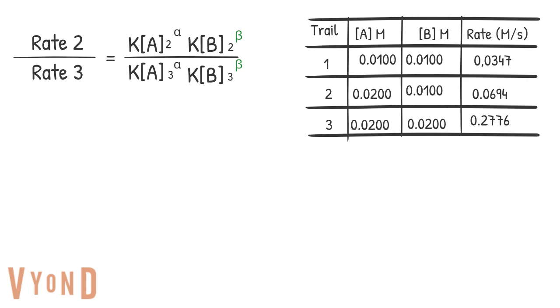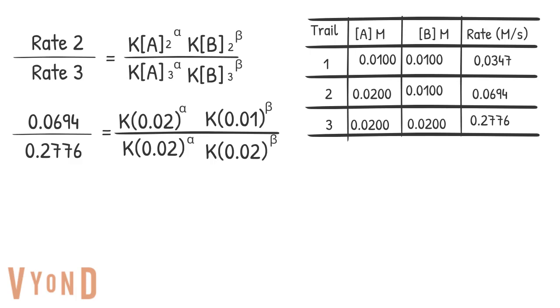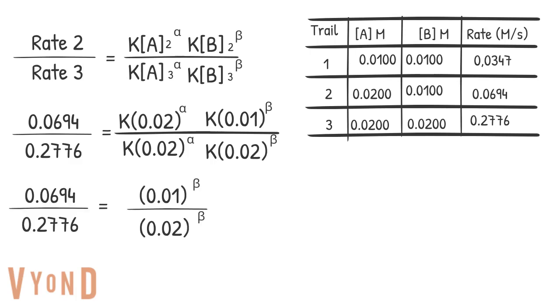Using the same process, but this time we will use trials 2 and 3 since reactant A doesn't change in concentration for both trials. When we plug in values for each of reactants A and B, we can cancel the K's and the alphas. And when we divide the left side, we get a quarter. Dividing 0.01 by 0.02 gives us half to the power of beta.